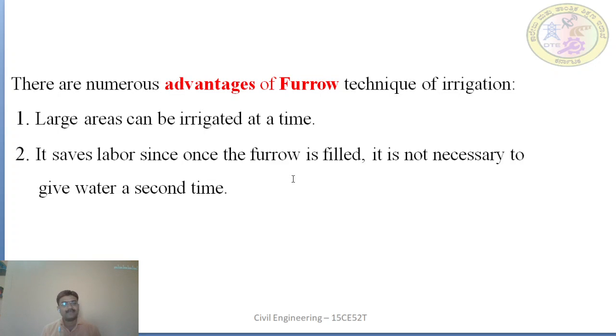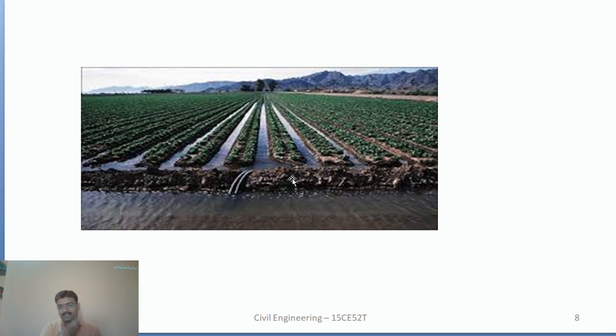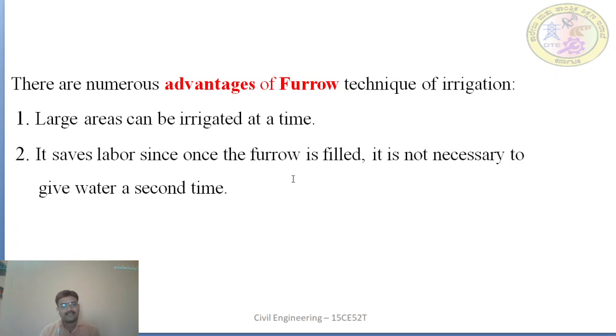See, in my pictorial representation in the last slide I have shown you, there is a large area, and the whole area is completely inundated with water. This is the advantage of furrow irrigation. Next, it saves labor, since once the furrow is filled, it is not necessary to give water a second time.